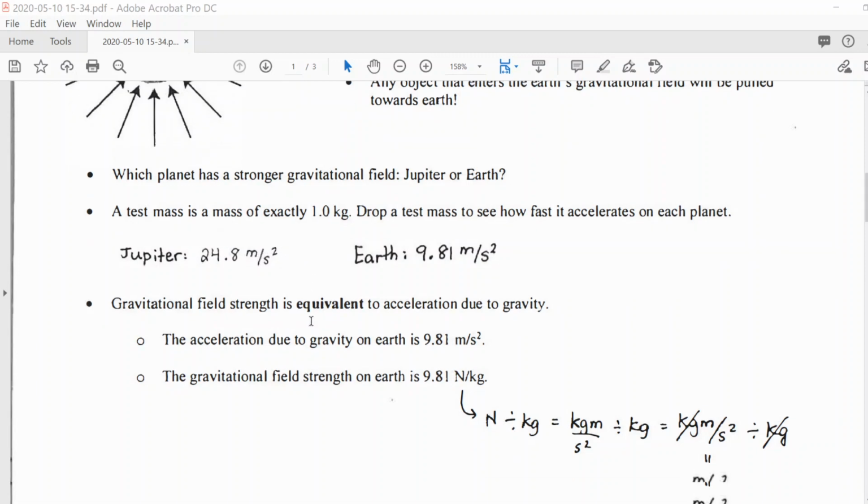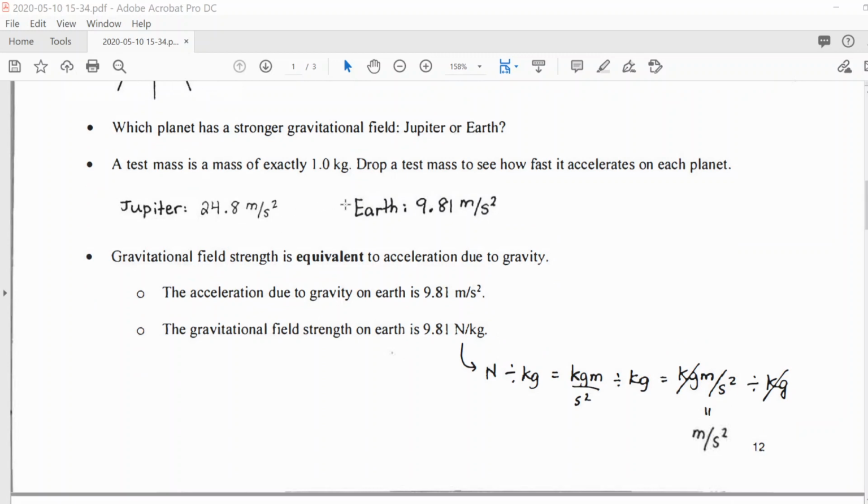Now, what scientists decided to do is they said, well, why don't we just use these numbers that we already have, this 24.8 and this 9.81, and just use those as our gravitational field strength. So instead of having to come up with another quantity that we have to have calculations for, we're just going to reuse acceleration due to gravity. So gravitational field strength is equivalent to acceleration due to gravity. So what that means is I can say the acceleration due to gravity on Earth is 9.81 meters per second squared, or equivalently, the gravitational field strength on Earth is 9.81. So notice it's the same number.